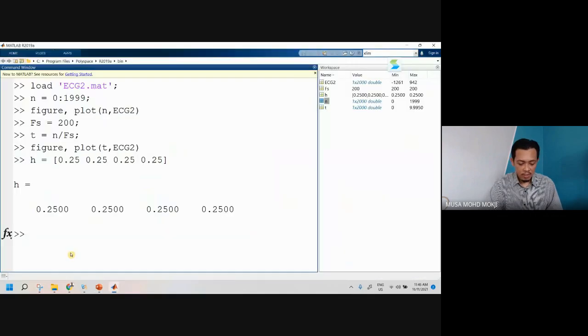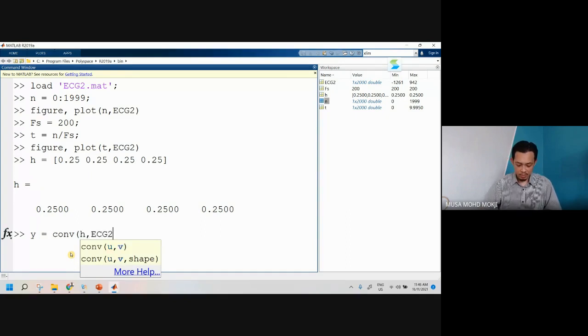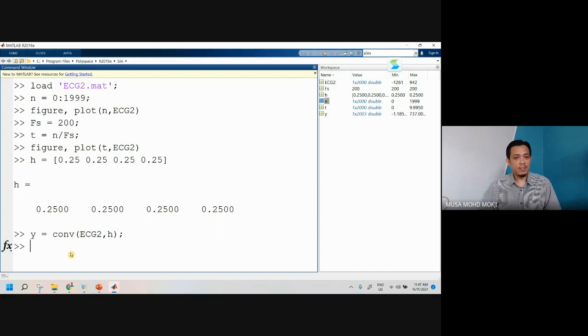Okay, let's try to do that. Y, so what is Y? Let's do convolution first, conv, your H and then your signal. Because it is an LTI system, of course you can do ECG2 first, and then H. It doesn't matter. It's finished. You have done the filtering, because that's the process. What is the process? The process is convolution.